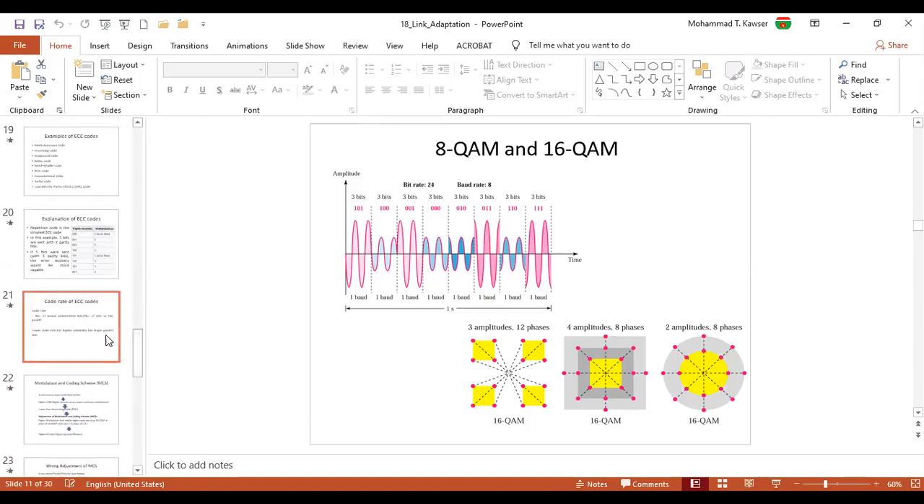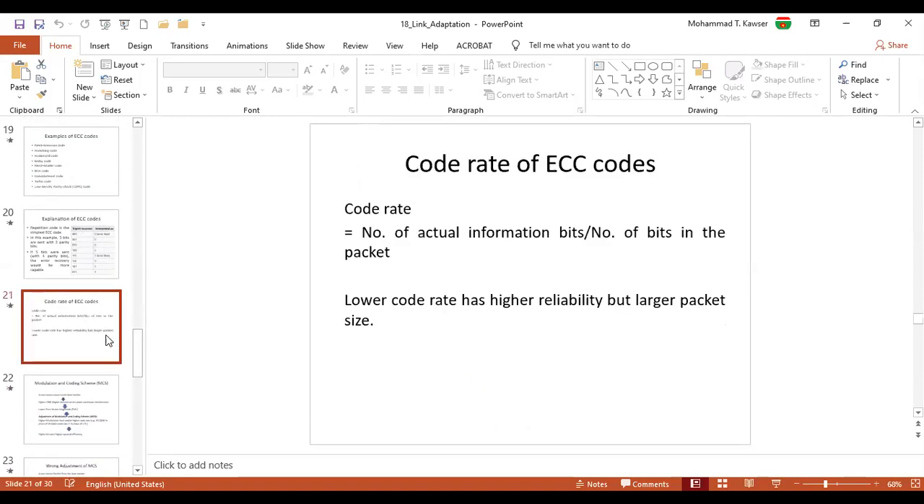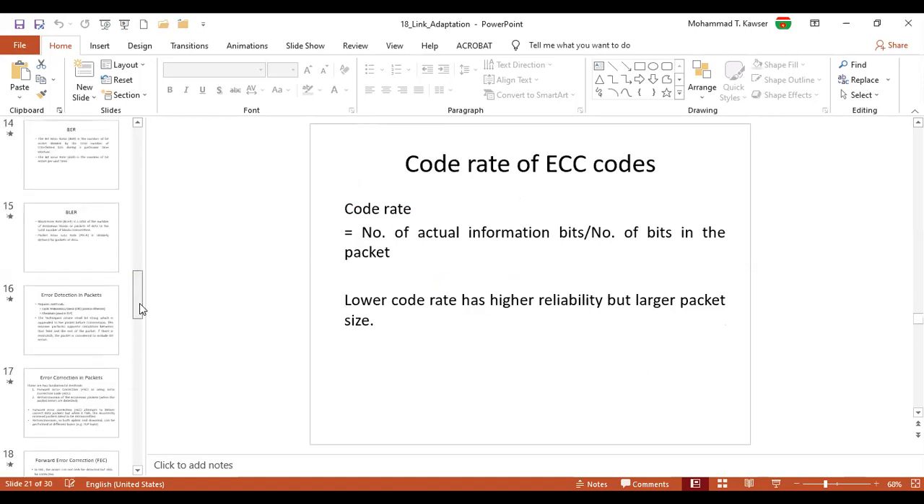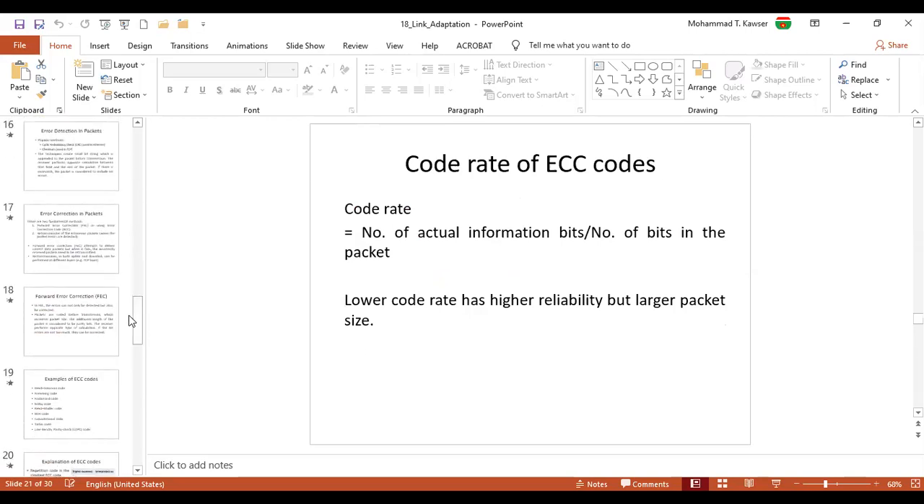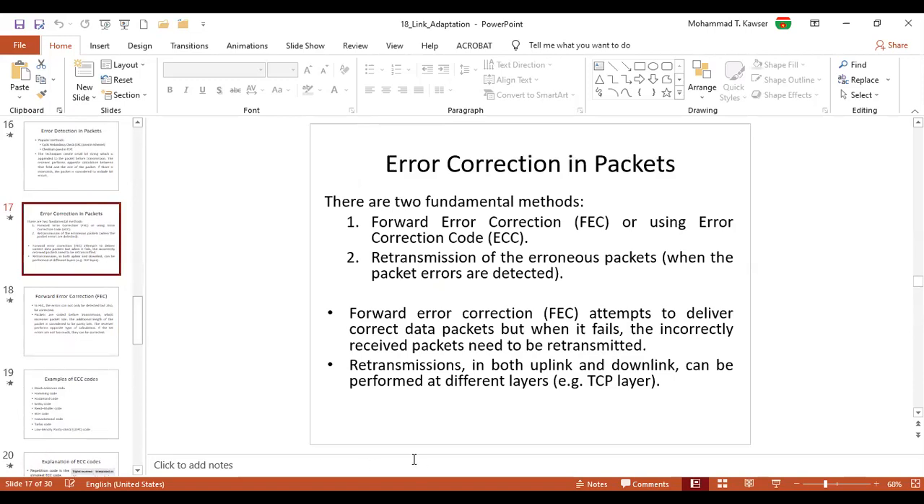Or if you choose a higher code rate in a poor radio link condition, what will happen? A lot of bits will be in error. Then you will have to retransmit a higher number of packets. So that will actually degrade the data rate.